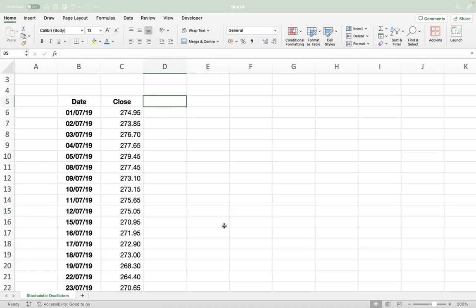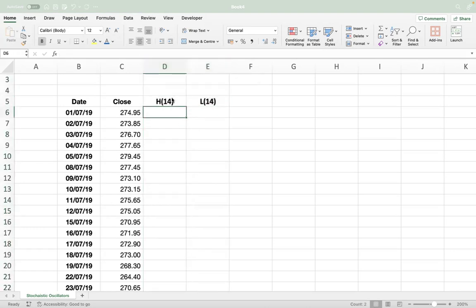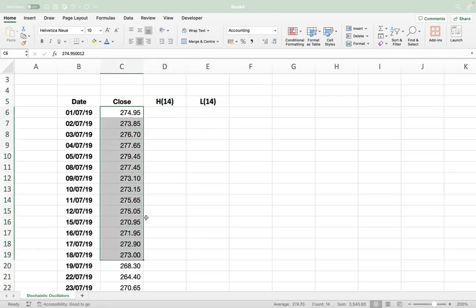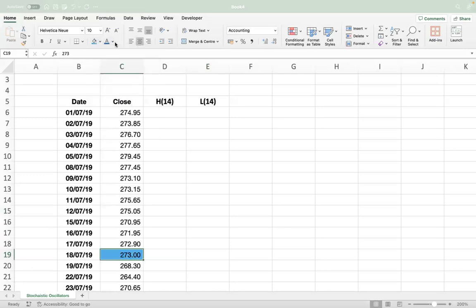So what we will do is first plot the highest of the 14-day period and the lowest of the 14-day period. For that, I'm going to count till 14. So this is my 14th day.